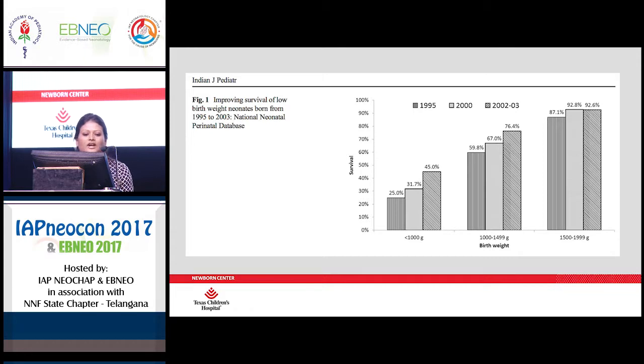I'd like to show this graph just to highlight the fact that there has been a tremendous increase in survival. Here you're looking at premature infants that were born in India between 1995 and 2003. As you can see, for every category of birth weight, there's been an improvement in survival rate. So it makes it even more important that we focus on improving the kind of care we provide for these babies in our NICUs.